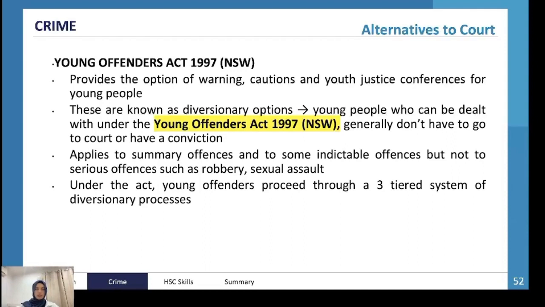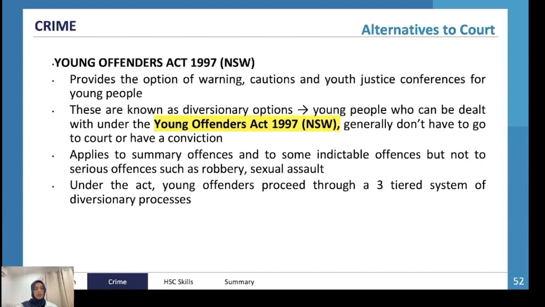So young people who can be dealt with under the Young Offenders Act of 1997 generally don't go to court or have a conviction. So this applies to summary offences or smaller offences and to some indictable offences, but not to serious indictable offences such as robbery or sexual assault. Under the Act, young offenders proceed through a three-tiered system of diversionary processes.